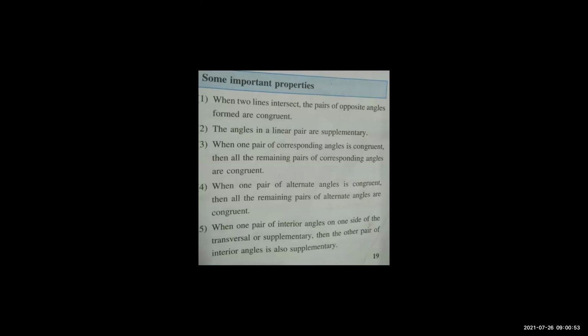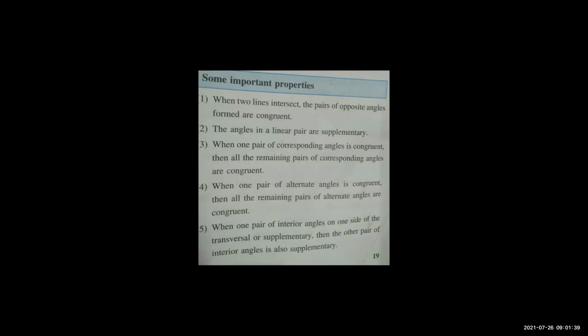Vertically opposite angles are congruent to each other. This means if one angle is given as 60 degrees, the other will also be 60 degrees. This is called one pair, and here is another pair of vertically opposite angles. These are the two intersecting lines, and the opposite angles along with their property.